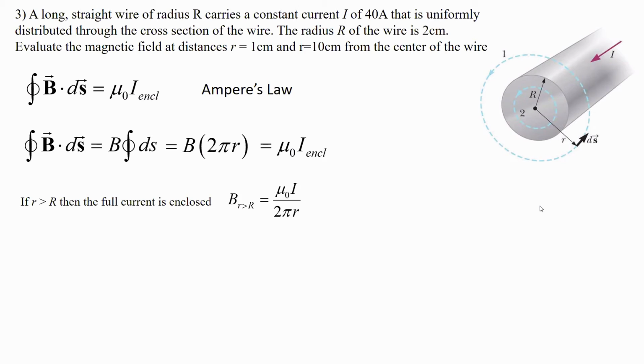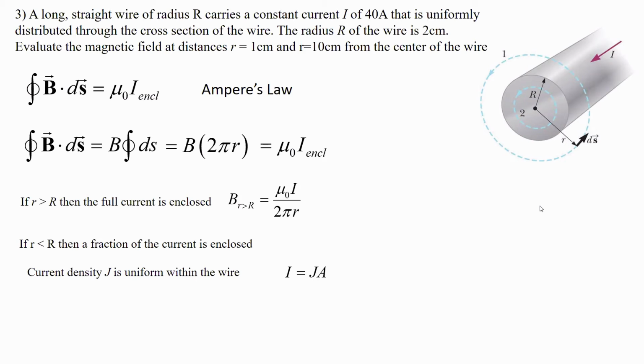It's a little bit different inside, and that will definitely be the case for the distance r equals 1 centimeter. That is less than 2 centimeters. So only a fraction of the current is enclosed. All right, so we have to continue that. As stated earlier in the problem, the current density is constant. So regardless of what cross-sectional area we choose, J will not change. But of course, the enclosed current will change because our cross-sectional area is different, smaller in this case. Just the constant is J.